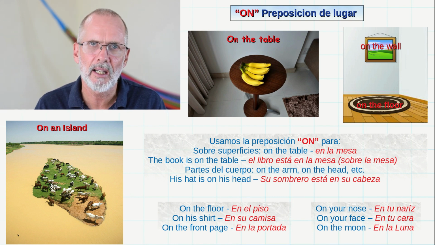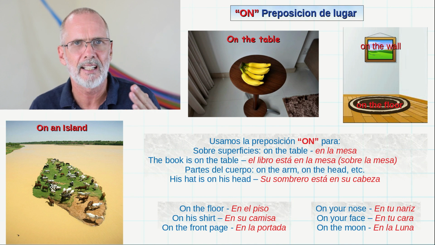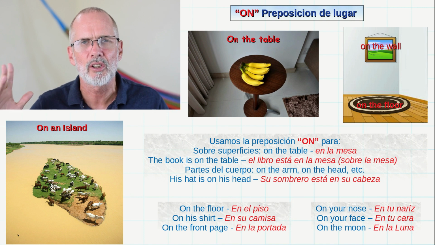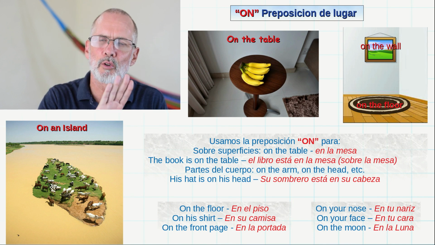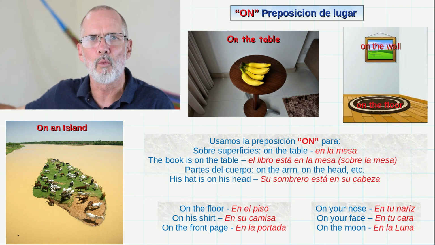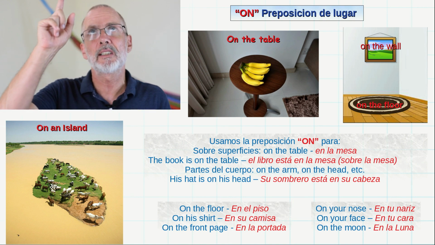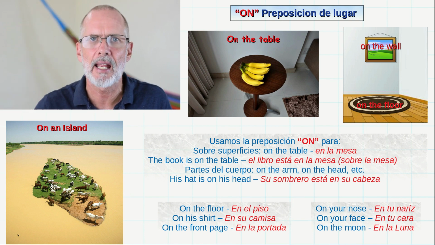So, la regla aquí para la diferencia entre in y on es que in es más para espacios de tres dimensiones, espacios cerrados con límites definidos, y on es más para superficies planas como walls, paredes, floor, piso, ceiling, que es techo. Ceiling es techo.